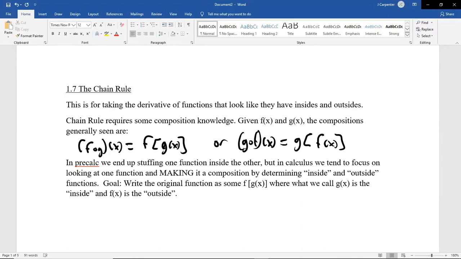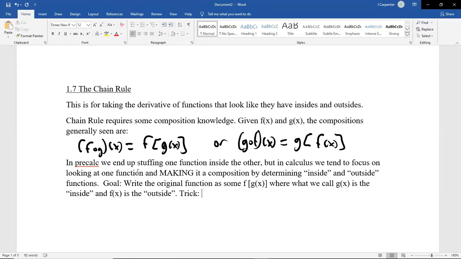Now, your original function may be written as f of x, so maybe you want to use different letters. Maybe use g and h and call g the outside and h the inside. It doesn't matter what you call what, as long as you have the idea sound. And there's a nice trick that I like to use.